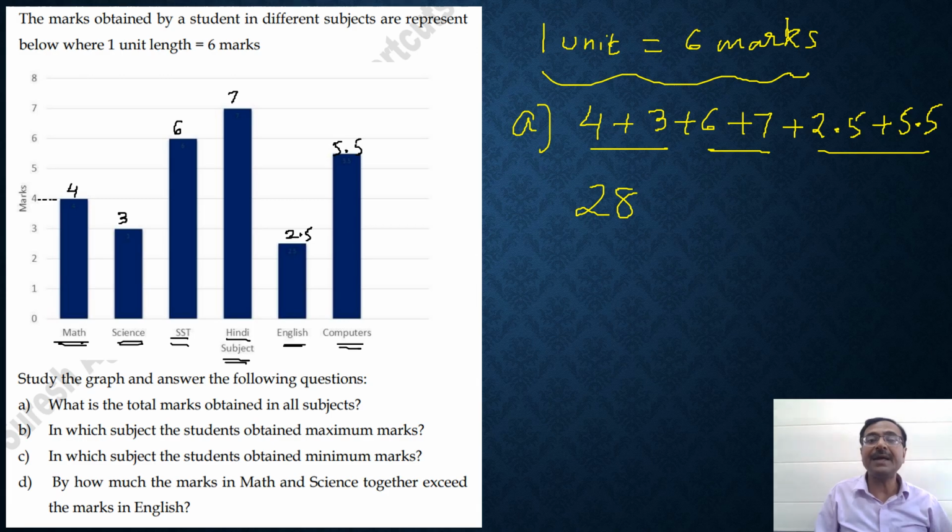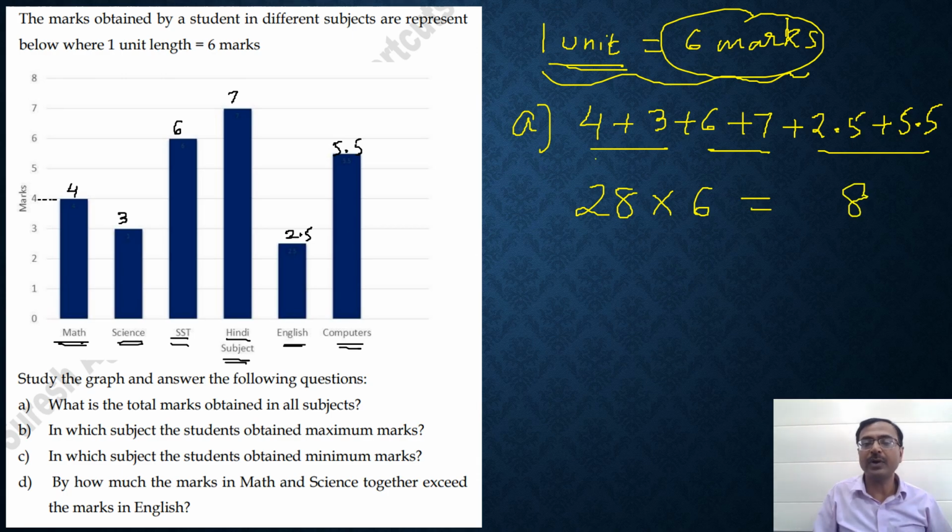And if you multiply that by 6, you will get your marks. Why? Because 1 unit represents 6 marks. So 8 sixes are 48, 8 and 4 carry, and 6 twos are 12, and plus 4 is 16. So 168 becomes the answer for this particular question. The first one, the total marks obtained in all subjects is 168. Now that is the very elementary thing. The only thing you need to take care about is you need to multiply that by 6 marks. If you don't do that, your answer will be definitely wrong.